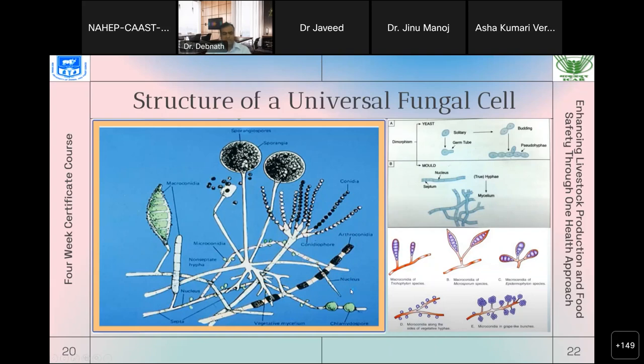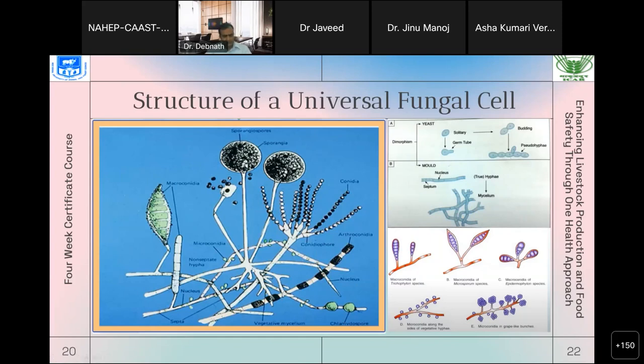Again, some of the spores which fungus produce when they are in a stress condition, when they are devoid of any nutrition or some other environmental stress, then they produce a special kind of spores which are big in size and which protects them from the environmental stress. That kind of conidia is known as chlamydospores. So all these structures are very much important for diagnosing the fungal species.